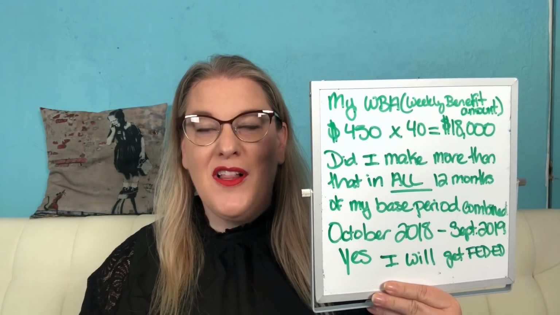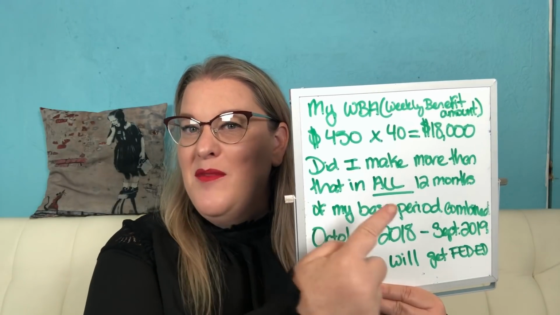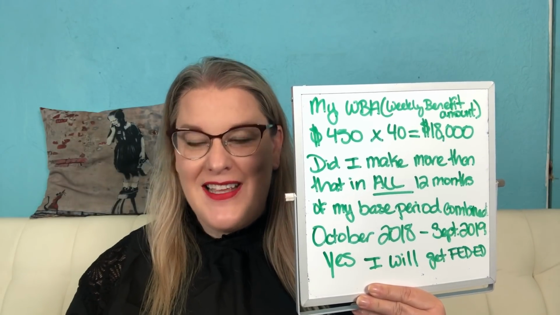So here's one example of the calculation, and I'm going to use my weekly benefit amount as the example. And if I say WBA, that stands for weekly benefit amount. So my weekly benefit amount is $450 times 40 equals $18,000. Did I make more than that in the whole 12-month base period, which was October of 2018 through September of 2019? I did make more than $18,000 in that 12-month base period, so I will qualify for Fed Ed.